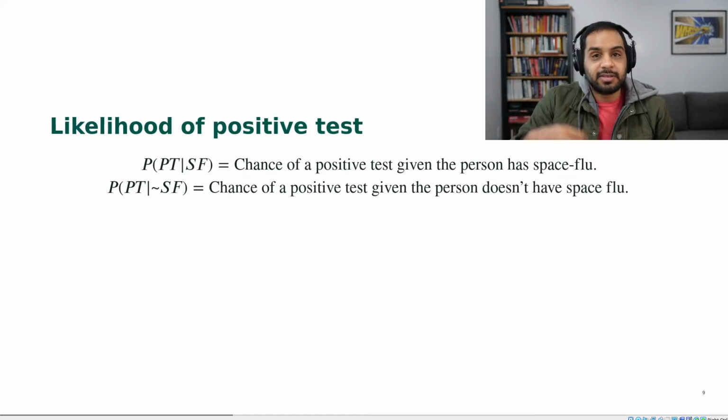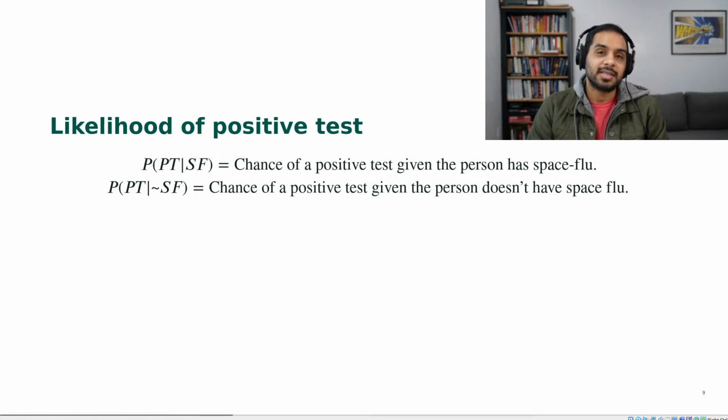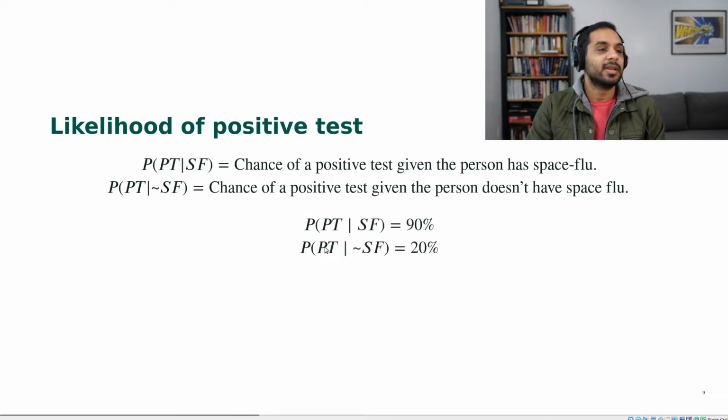Now, to update our beliefs about COVID, a good thing to do is take a test. Every test in the world, though, has false positives and false negatives. So the chance of getting a positive test while you have space flu is indicated up here. And the chance of getting a positive test while you don't have space flu, so not, is indicated by the tilde, this mathematical symbol. And here's what these probabilities are.